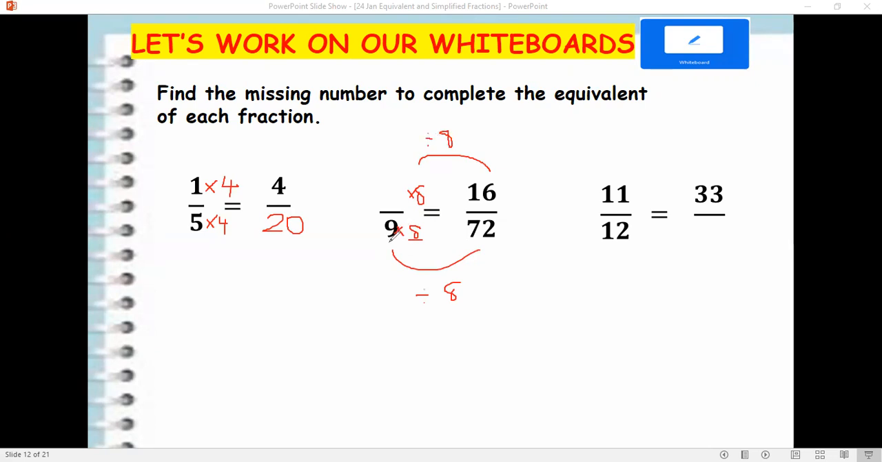We can find what we multiply in 9 to give us 72. So times 8, then we will multiply again there by 8. So now 16 divided by 8 is 2. Or 8 times what equals 16 is 2. So 2. Let's move on to the next. What did we multiply in 11 to get 33? Yes, it's 3. So times 3. So the answer here is 36.